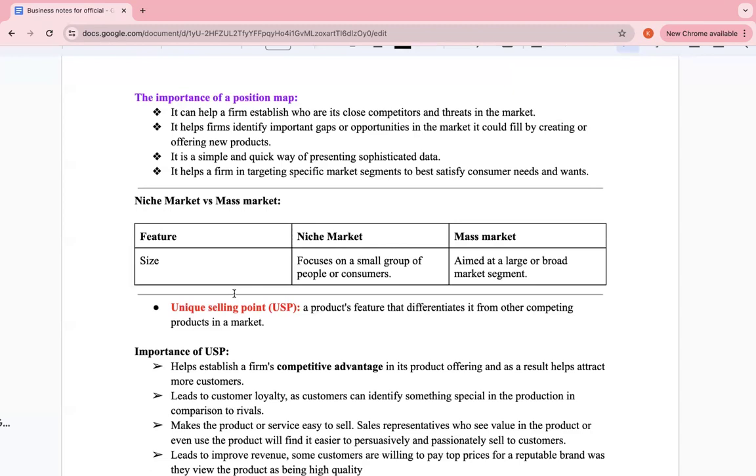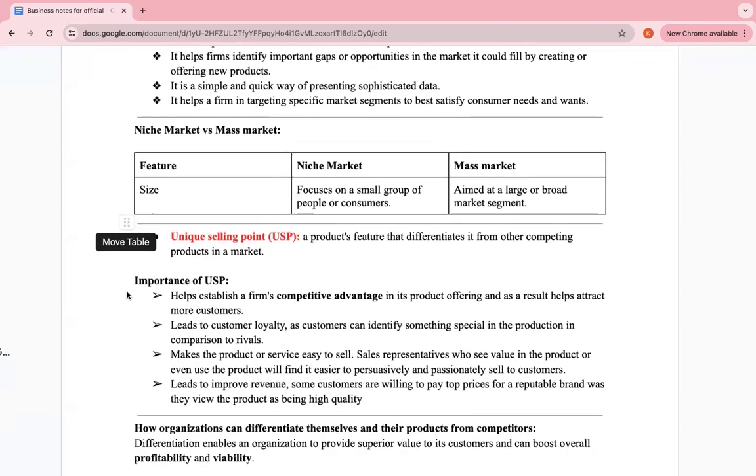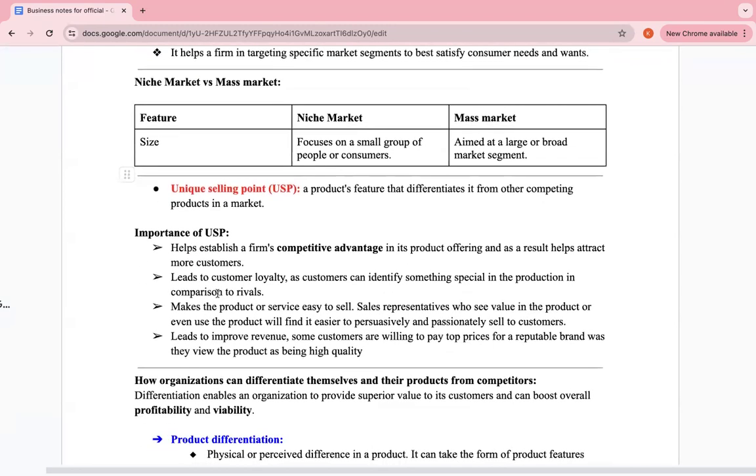It is a simple and quick way of presenting sophisticated data. Because again, it's really sophisticated and expensive and time consuming for a business to do all of this market research. So once it's presented on this map, they're really able to see it. So it's really simple, yet it's valuable at the same time. It helps a firm in targeting specific market segments and best satisfy consumer needs and wants. So they can see, let's say they want to sell fast food, they see all the restaurants selling fast food. So now we have niche market versus mass market.